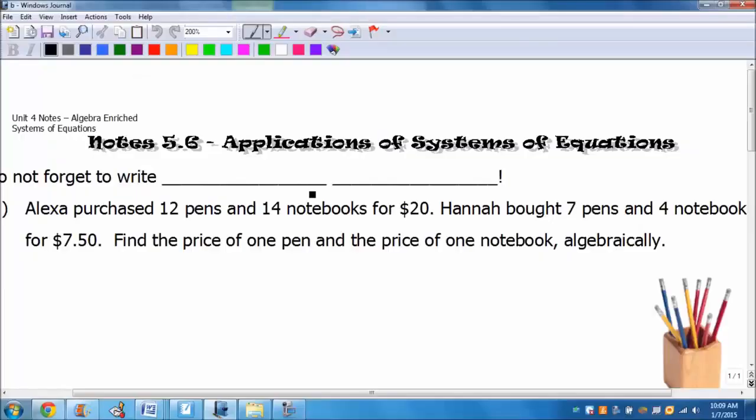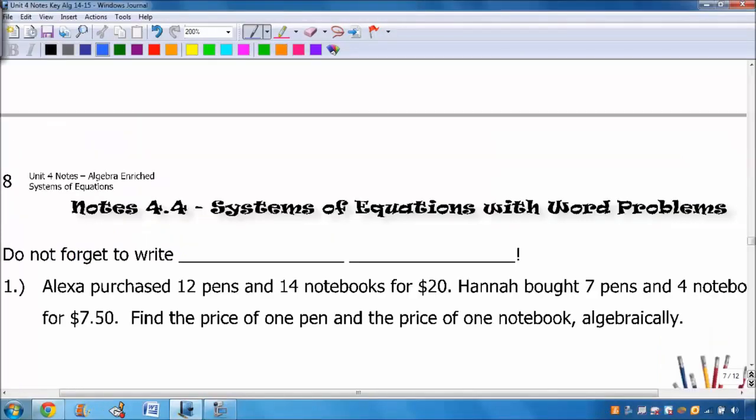All right, Notes 5.6 are on applications of systems of equations. When you're watching your video, it will say Notes 4.4, but it's exactly the same. Do not forget to write let statements. So we need to make sure that we are doing everything that we talked about in our unit a couple units ago about solving any type of equation.